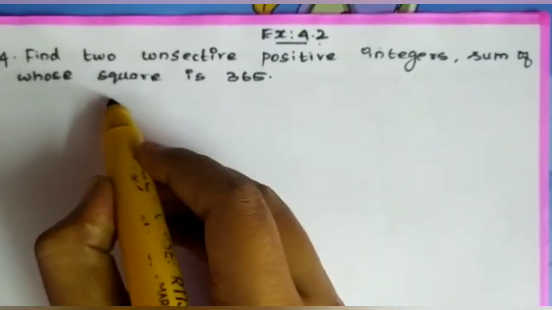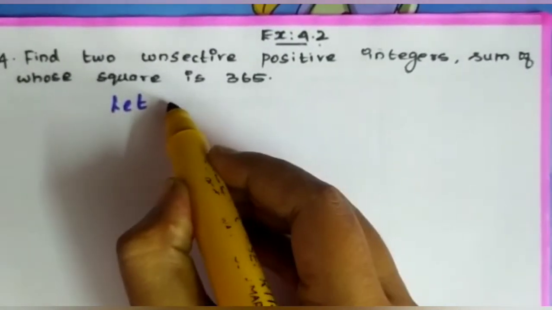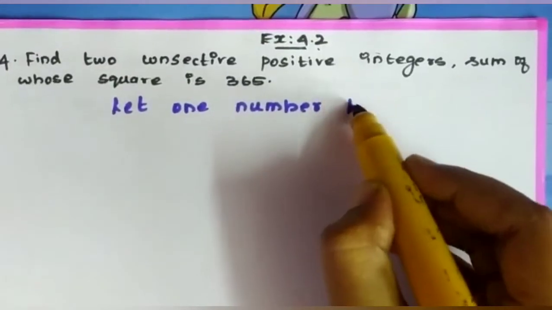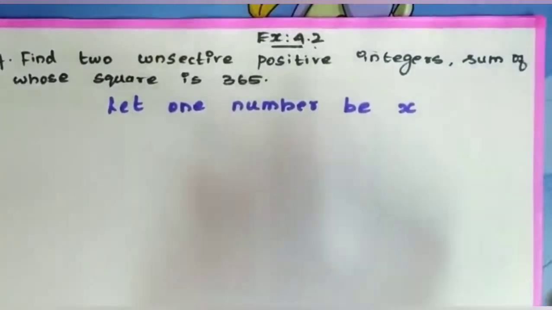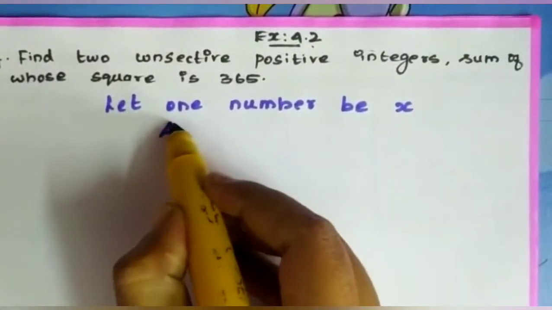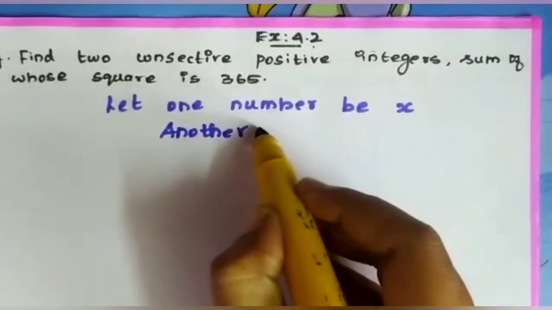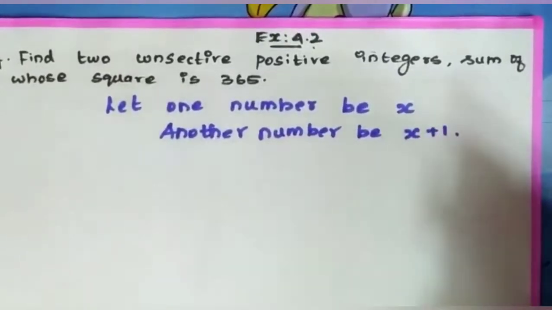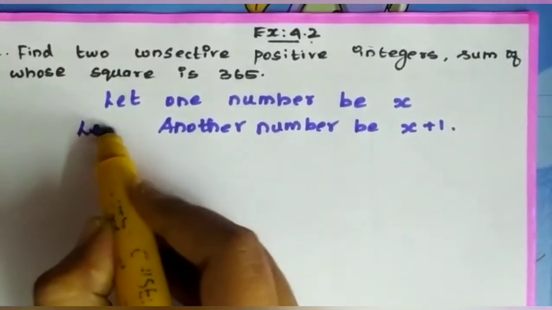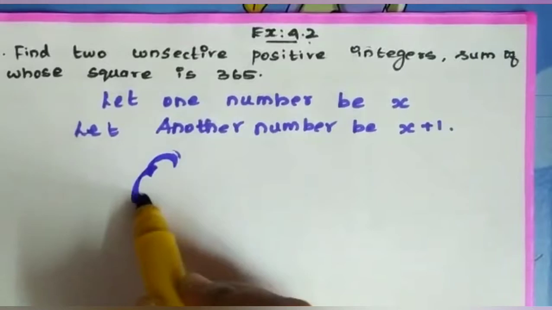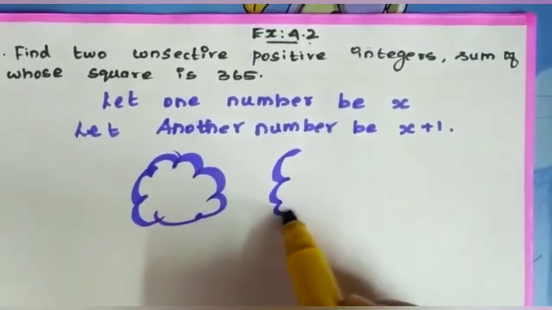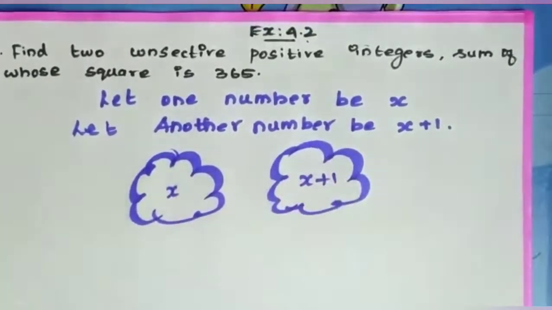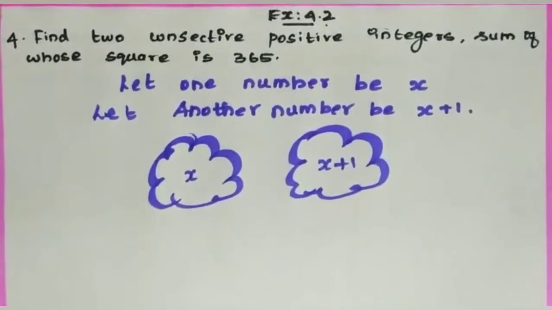Let one number be x, and let the other number be x plus 1. So one number is x and the other number is x plus 1. These are two consecutive numbers.